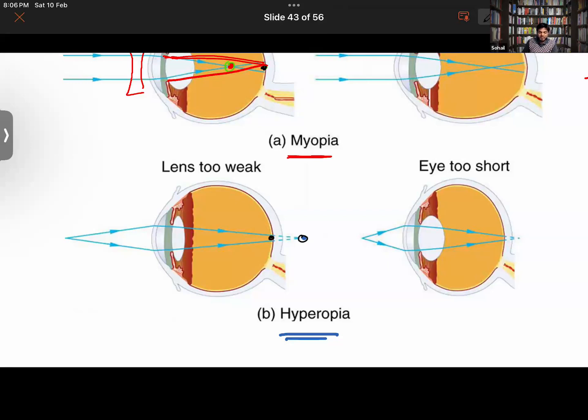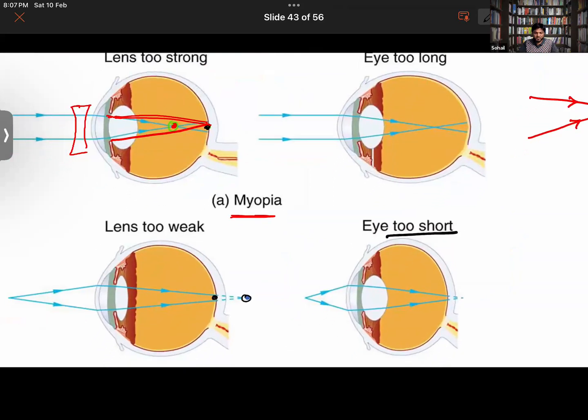Another reason for hypermetropia is a too short eye. If the eyeball is very short, in that case also, the person cannot see the nearby objects clearly.